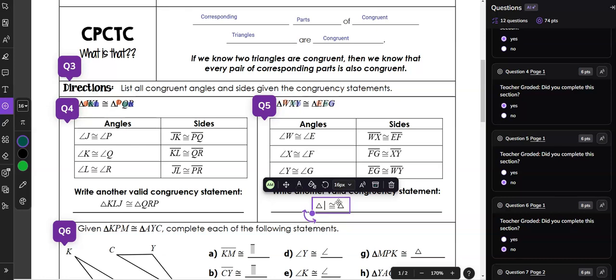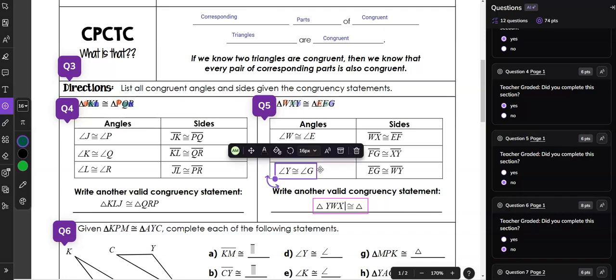So let's go ahead and make another valid congruency statement. Let's go with blue, orange, green. Okay, so if I went blue, orange, green on one, I have to go blue, orange, green for the other. So again, that's going to be G, E, F for blue, orange, green.